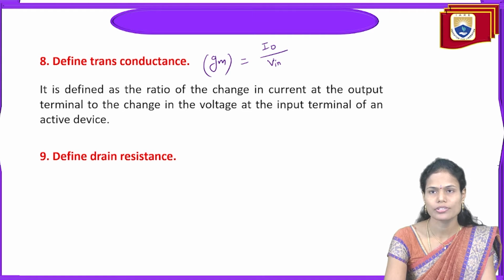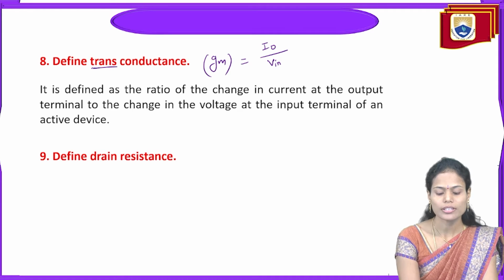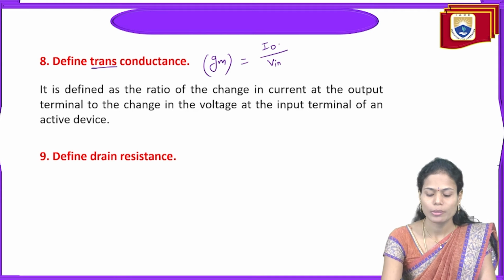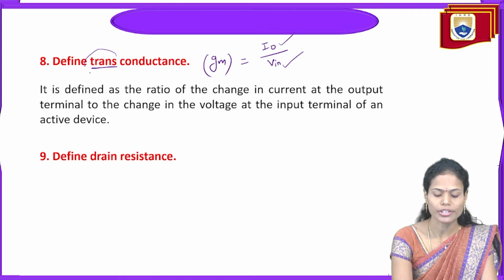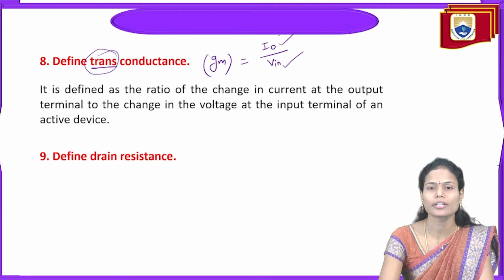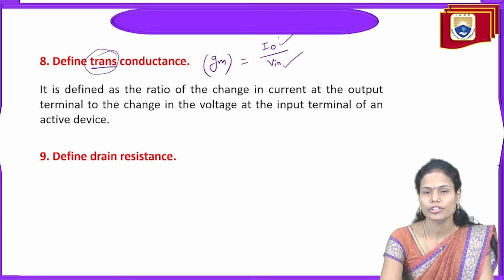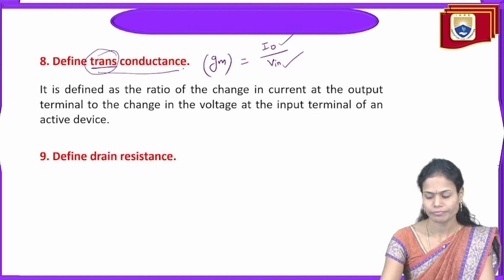In the case of field effect transistor, it is the output current by input voltage. Because of that reason, we are calling it transconductance. Why? Because one parameter is from the output side and one more parameter is from the input side. So in that case, we can call it transconductance. Normally, conductance is nothing but current to voltage, but this is transconductance. Why are we calling it transconductance? Because the output current is from the output side of the circuit and the voltage is from the input side of the circuit. Because of that reason, it is called transconductance.